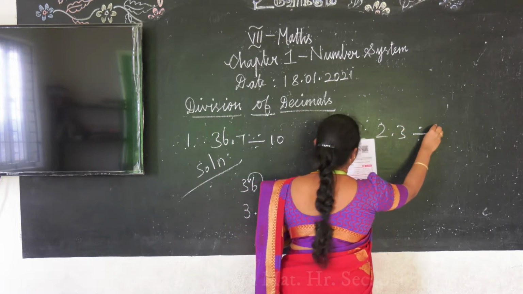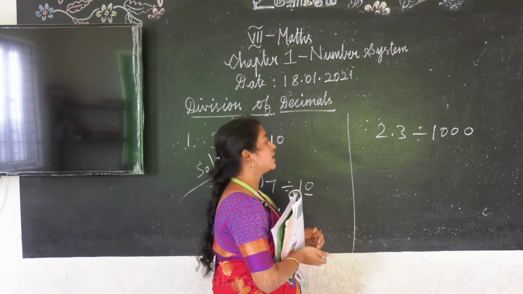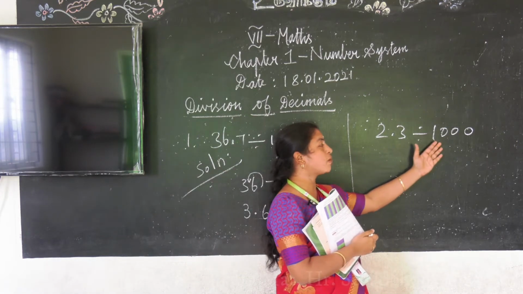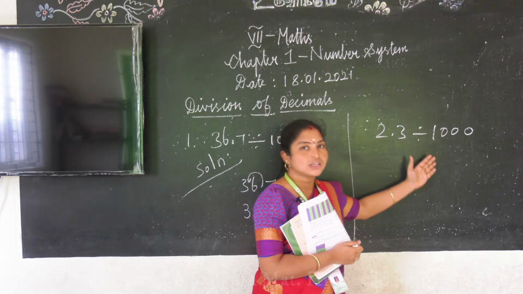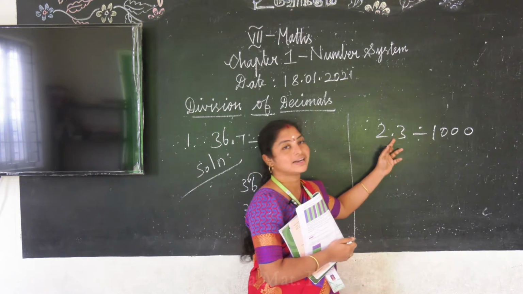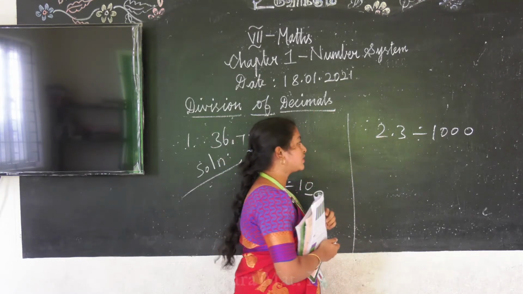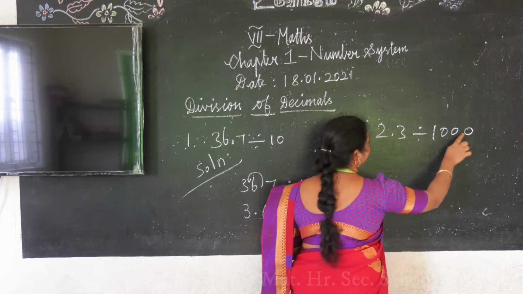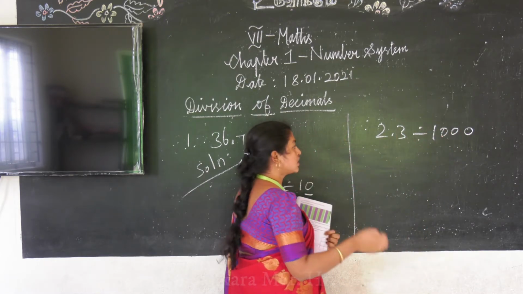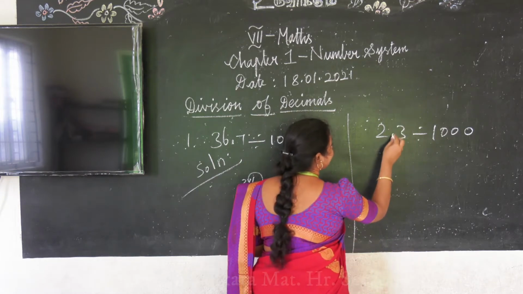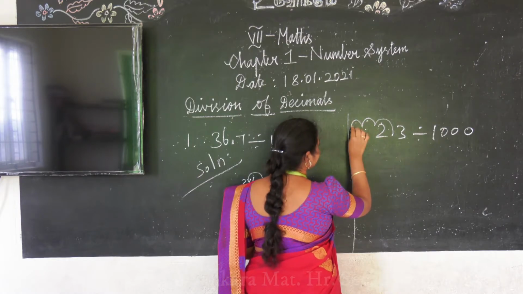2.3 divided by 1000. I already told you that when a decimal number is divided by powers of 10, we have to count the zeros and move the decimal point towards the left side. First count the zeros: 1, 2, 3. There are 3 zeros, so we have to move 3 steps: 1 step, 2 steps and 3 steps.